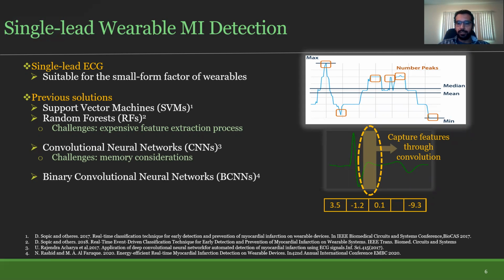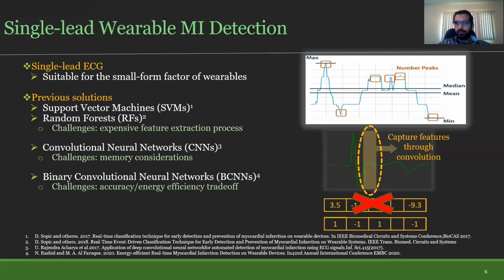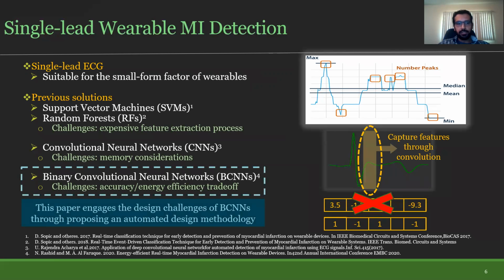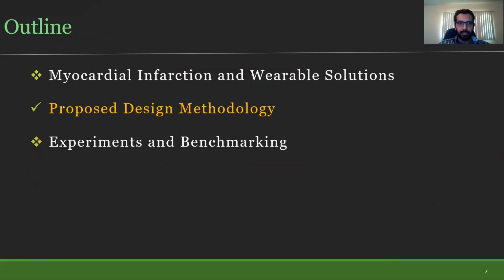transformed into binary form. That reduced a lot of the memory requirements of convolutional neural networks. However, the challenges remained regarding the accuracy and energy efficiency trade-off. So through this paper, we aim to address such challenges by automating the design of BCNNs, proposing a design methodology for BCNNs to detect myocardial infarction.